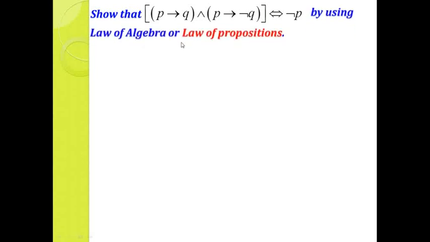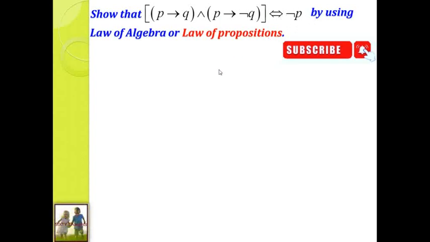Show that the given statements are logically equivalent to each other by using the laws of statement algebra, otherwise known as the laws of proposition. How to solve this problem? Let us consider the left hand side expression. We want to prove the right hand side expression, that is negation P, by using the laws of statement algebra. Students, if you want to know more details about the laws of statement algebra, please refer to my previous video lecture. So here, using the laws of statement algebra, we are going to simplify the left hand side expression. We want to show that the right hand side value is negation P.